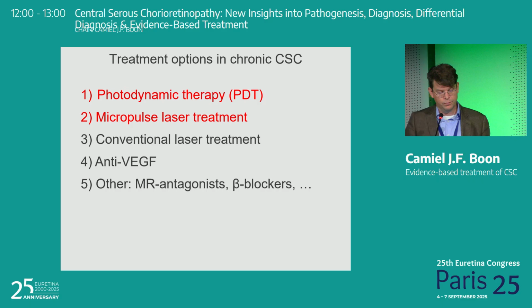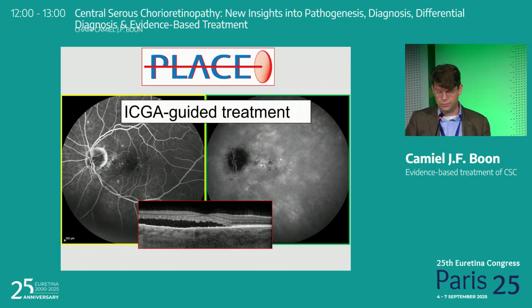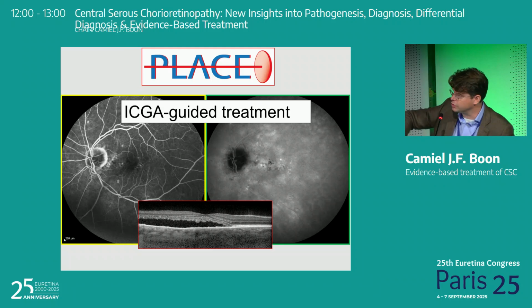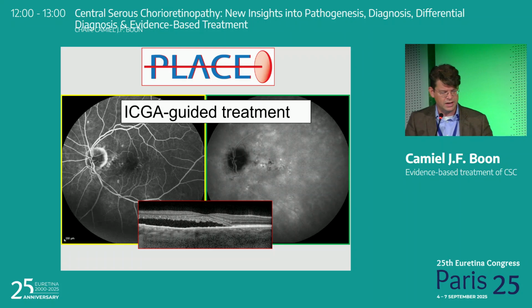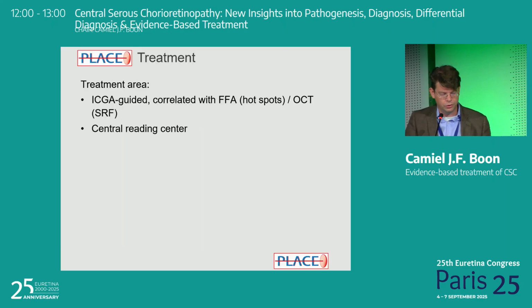And we performed in a European multi-center investigator-initiated setting the first prospective trial comparing half-dose PDT to micropulse laser treatment. This was the PLACE trial, where we performed ICGA-guided treatment because we wanted to treat as much as possible also the choroid. So we used a relatively large spot of PDT, and with micropulse laser we used a kind of painting of the area that was abnormal. So we want to have an extensive treatment, also not to undertreat.